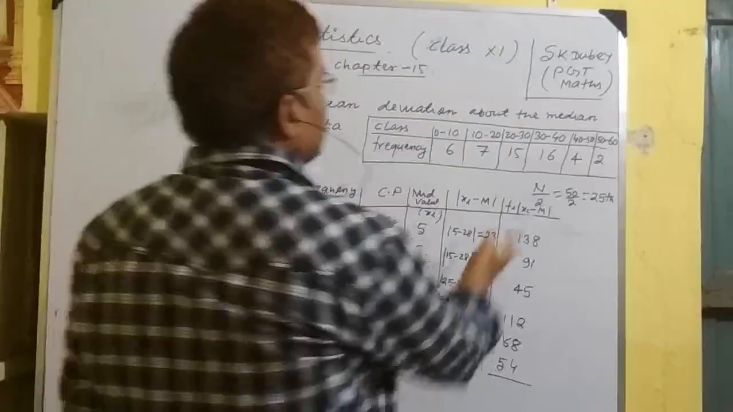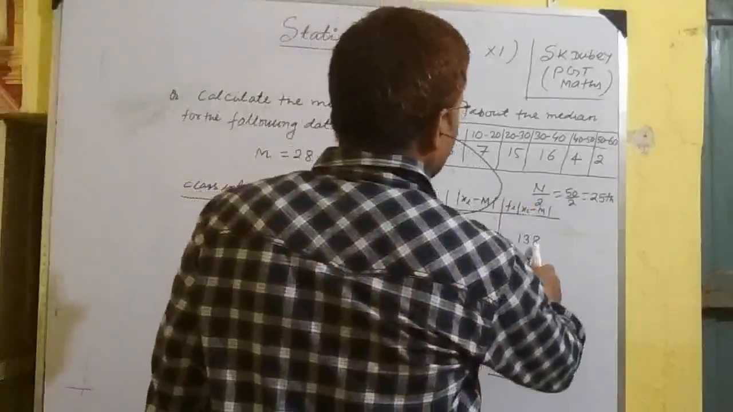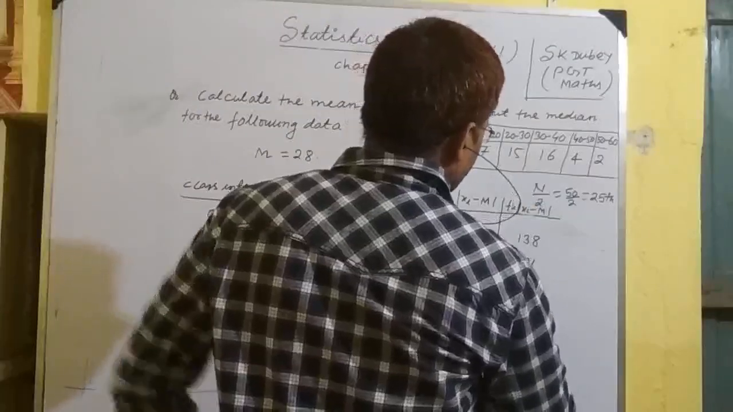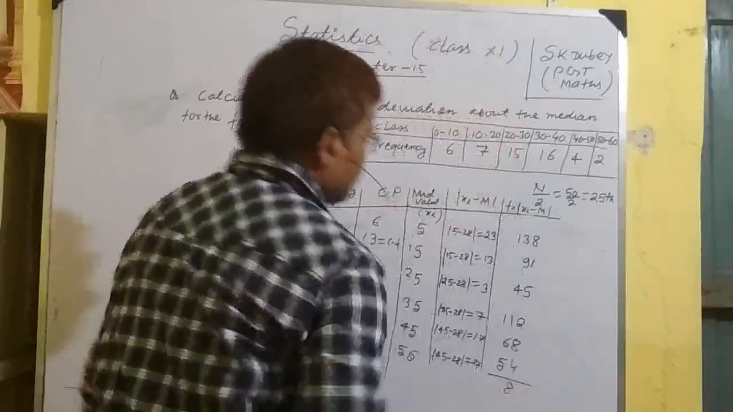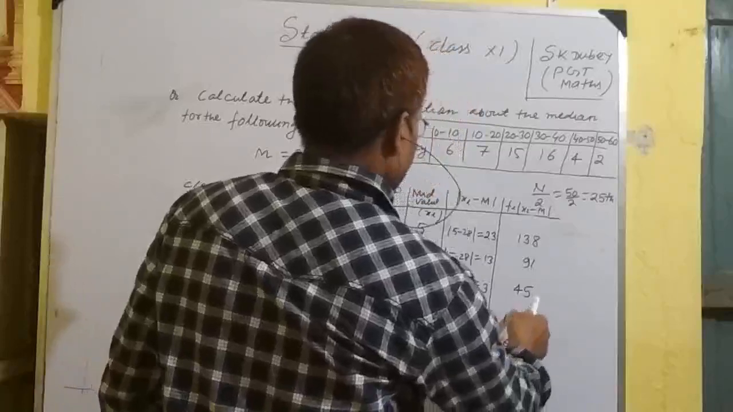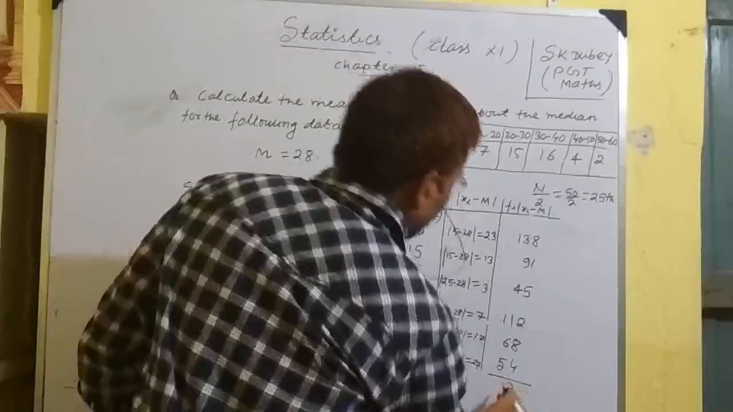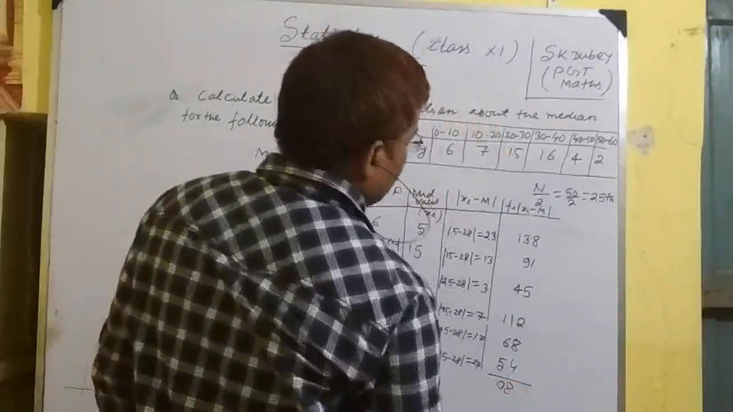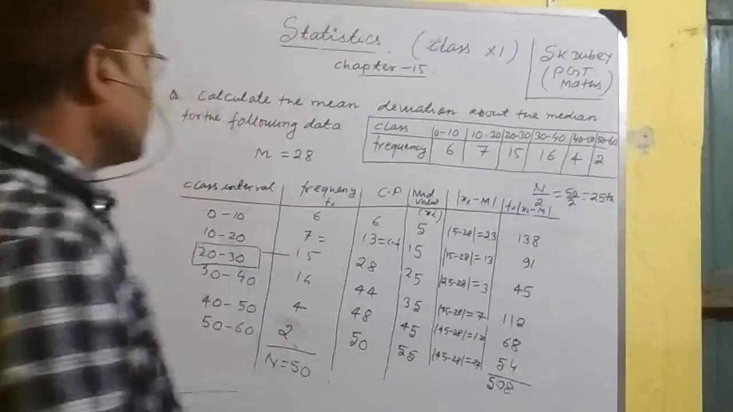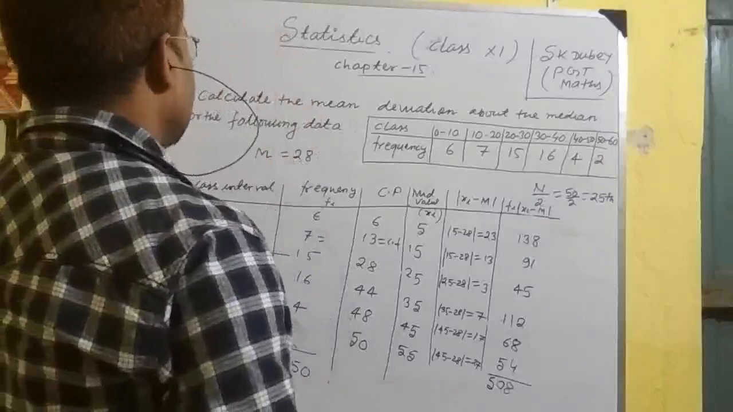Now we will find the summation of fi times the absolute deviation of xi minus M. Adding these values, the total is 508. Now we have calculated the summation of fi xi minus M.